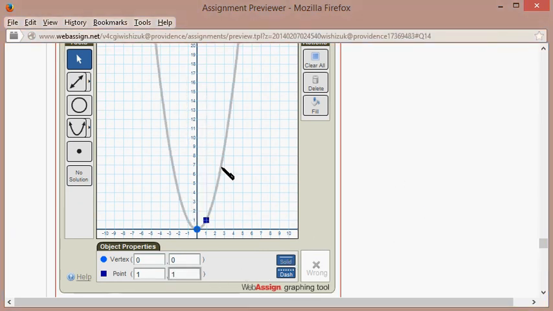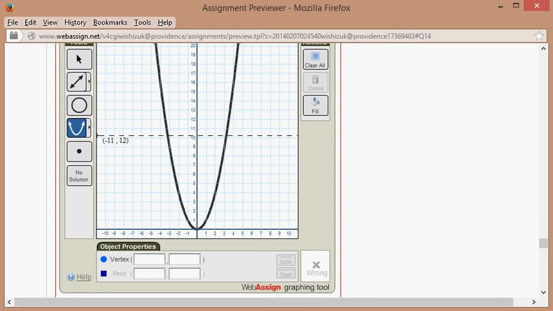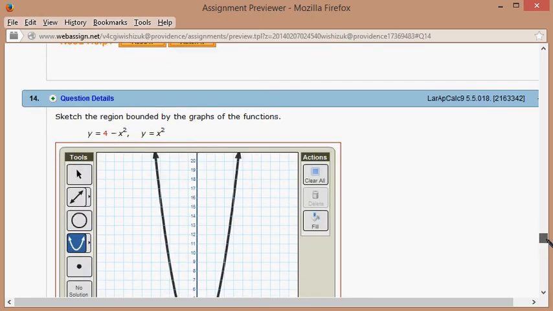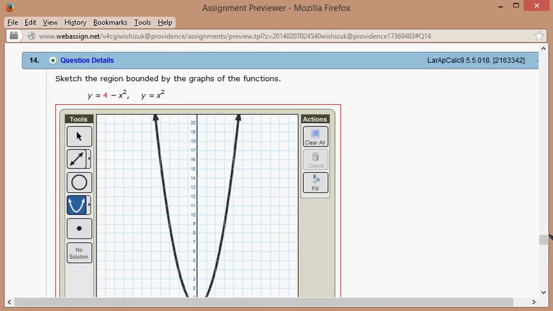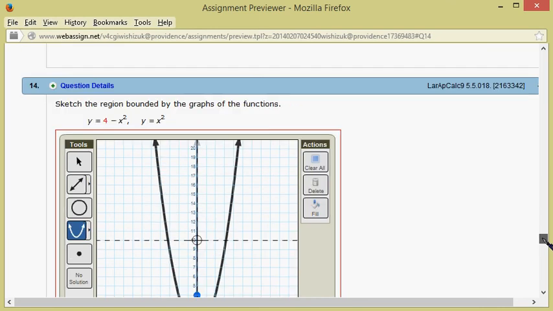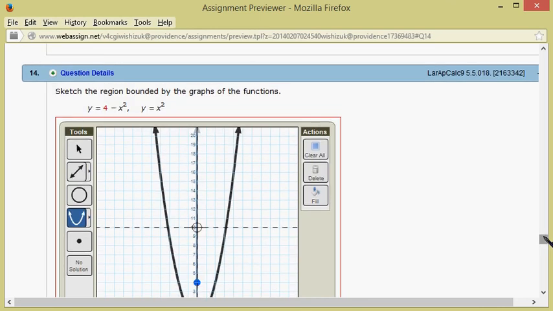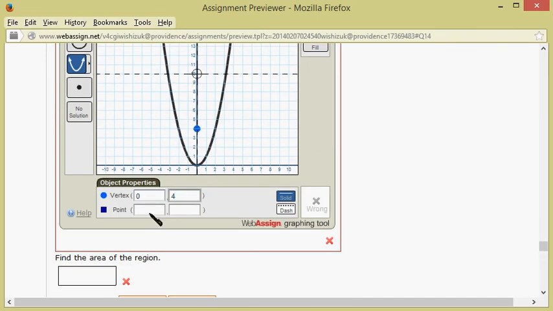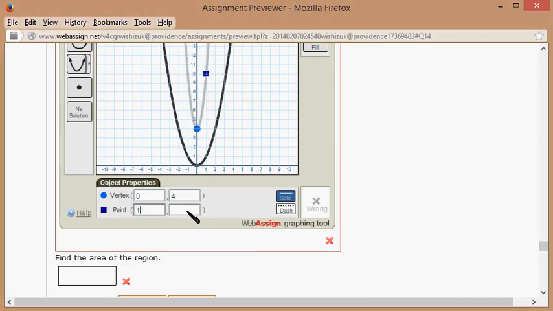So that's the second parabola. Alright, first parabola. The vertex is going to be at 0, 4, so we put the 0, 4 there. When x is 0, it's 4. Then it's going to go through, for example, let's try 1, 3 or something like that.